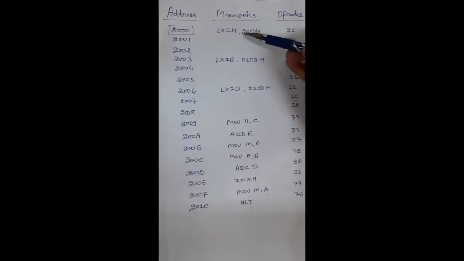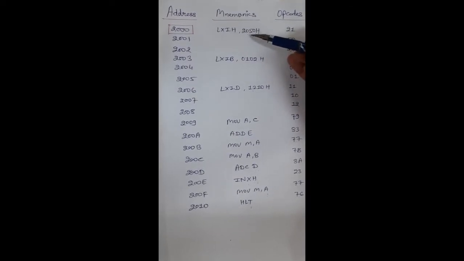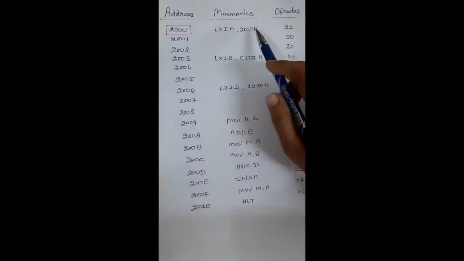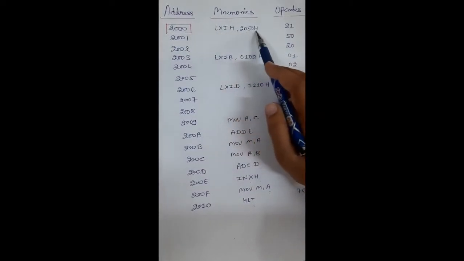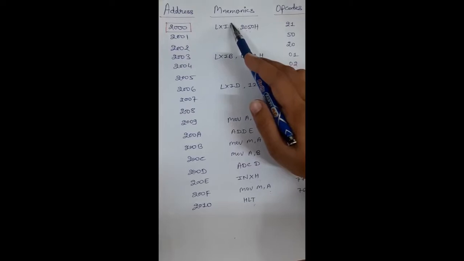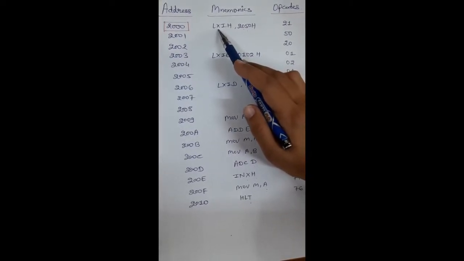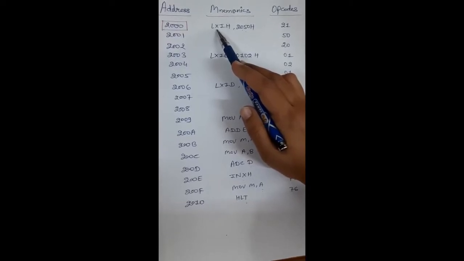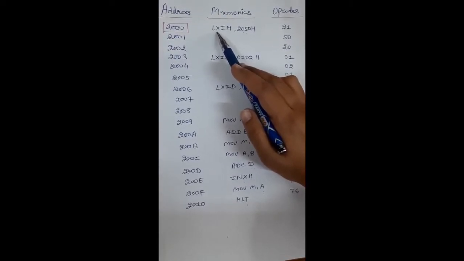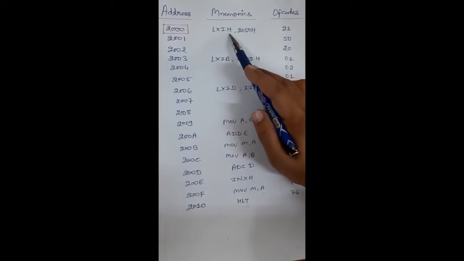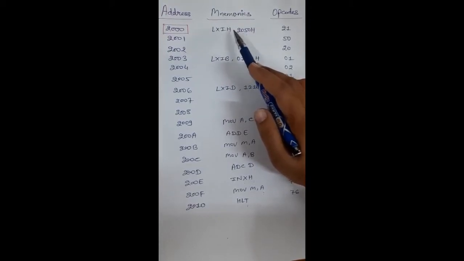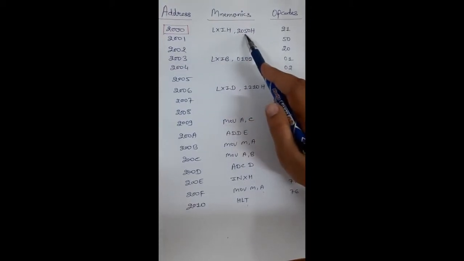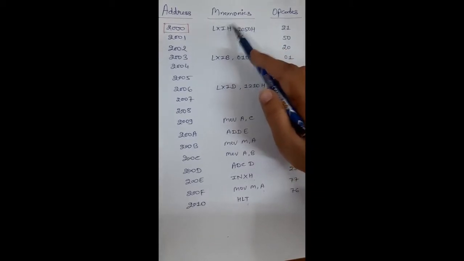LXI H, 2050H. This instruction means the instruction will load this immediate value in HL register pair. Why HL? Because here X has come. When X comes in instruction, that means there is need to take register pair values. So we will load this immediate value in HL register pair.